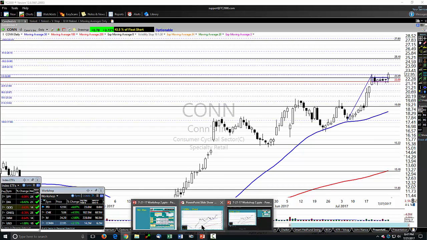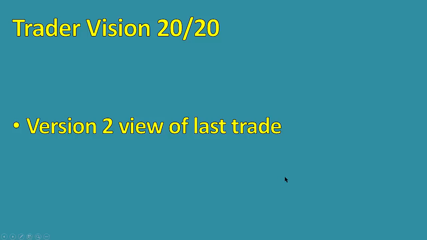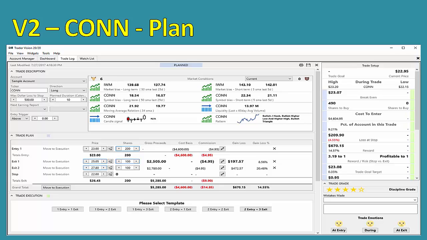Okay, so we went through those 4 trades. The last thing that I wanted to do tonight, before I answer questions, is give you a quick view. And I apologize, but it's going to be PowerPoint. I might try to load it up here.